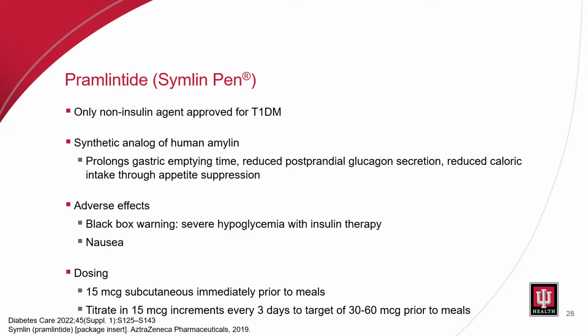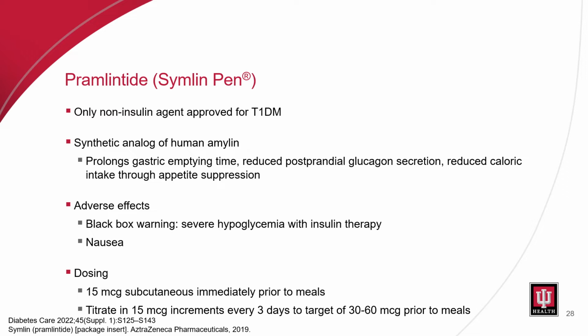Pramlintide, or Symlin, is the only non-insulin agent that is approved for type 1 diabetes. It's a synthetic analog of human amylin, which prolongs gastric emptying time, reduces postprandial glucagon secretion, and reduces caloric intake through appetite suppression. It's important to note that while this formulation is also subcutaneous, you cannot mix it in the same pen with other insulins, as that will denature the product. Adverse effects include a black box warning for severe hypoglycemia with insulin therapy and nausea.